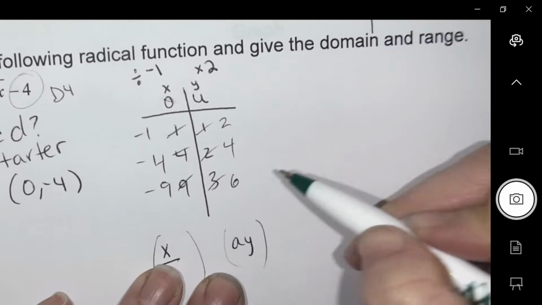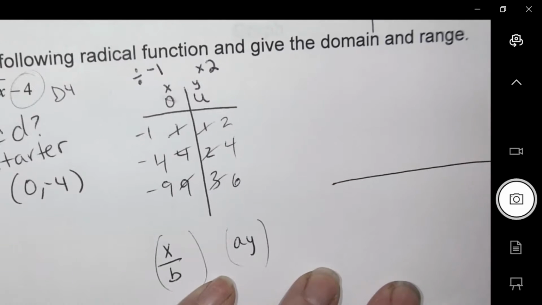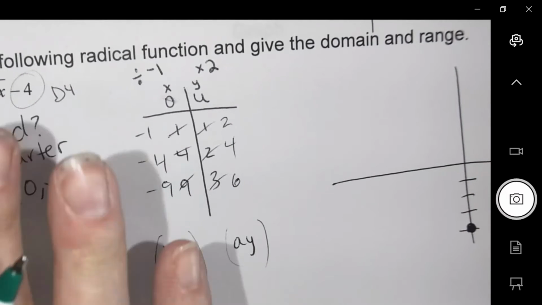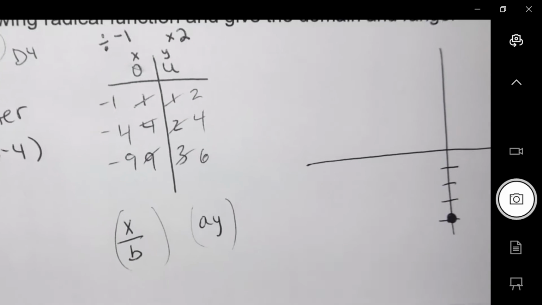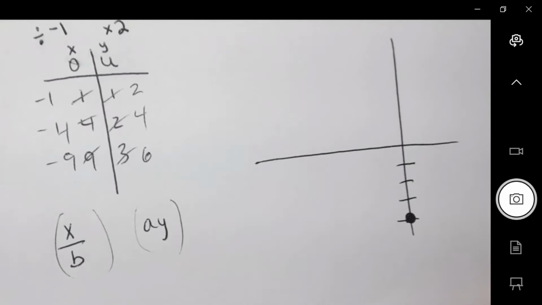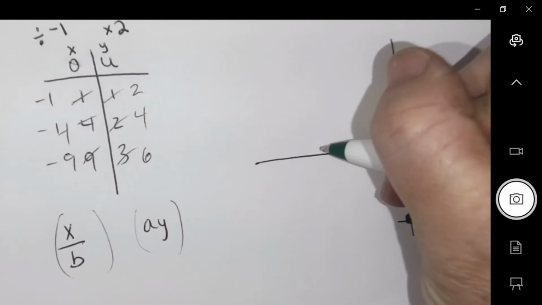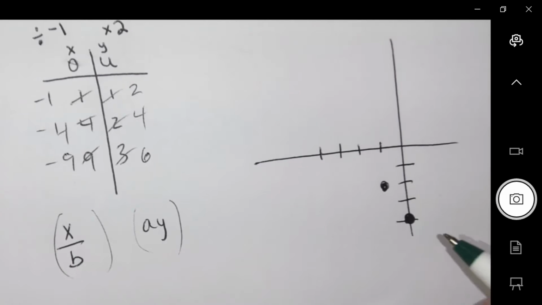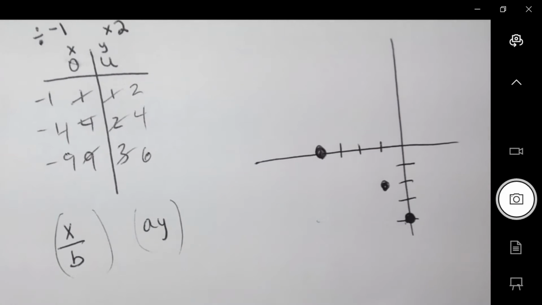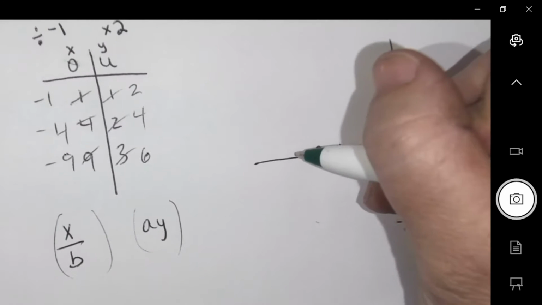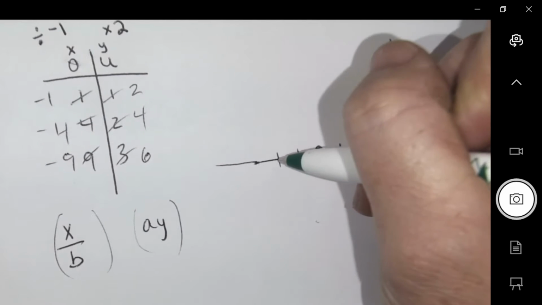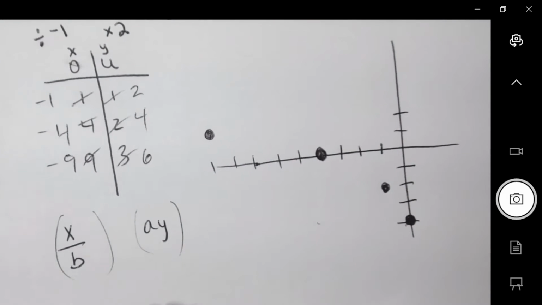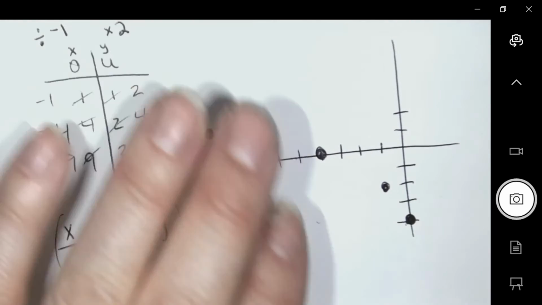And this becomes 2, 4, 6. Okay, so 0, negative 4. So I'm going to go left 1, up 2. I'm going to go left 4, up 4. I probably would have been okay if you didn't go that far, but I think I would have expected those 3 points.